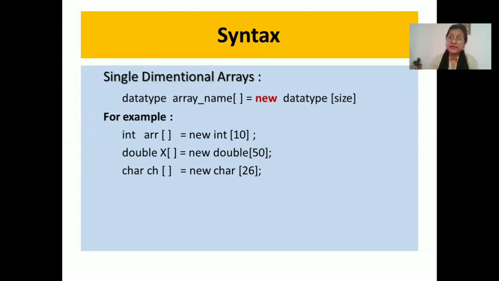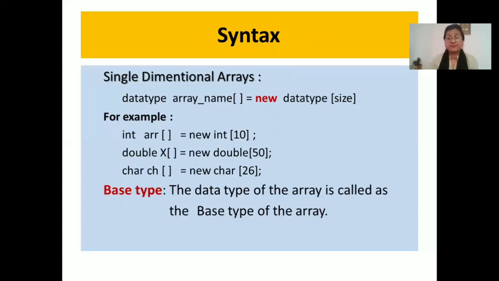The variable name is arr, which is common for all the 10 values, and all belong to the integer data type. Next you can see double x = new double[50]. Here the size is 50, meaning maximum 50 values we can store inside this array x. Third example: char ch[] = new char[26]. Here they all belong to the character data type and the size is 26. One more thing you can notice here is the keyword new. This is the keyword which is used to declare and create the array.